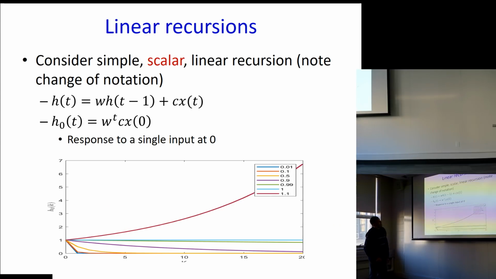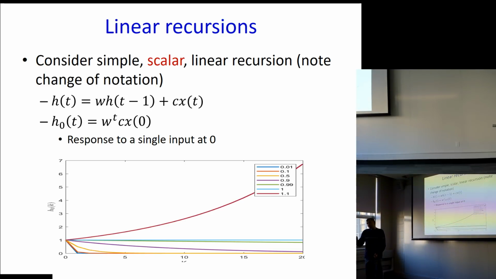Now consider a simple scalar linear recursion. h of t is going to be w times h of t minus 1 plus c times x_t. So this is just scalar, right? So what will happen if I have an input? h_0 of t is my notation for the response of the system to an input at time 0 and nothing else. If all I have is an input at time 0 and nothing else, then the output of the system at time t is going to be w raised to t times c times x_0. We can just work our way through the recursion, right?